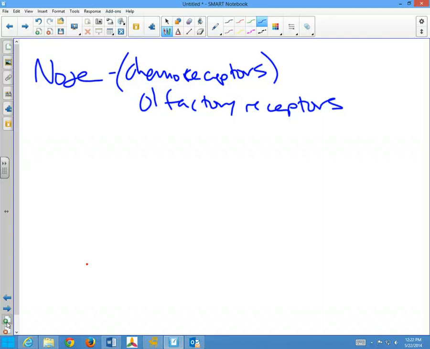Okay, so that's nose. How about ears? What is the receptor that we use to hear? This is definitely on the test, so I don't know if that helps you. You'll definitely see this again. We spent a whole chapter on special senses.